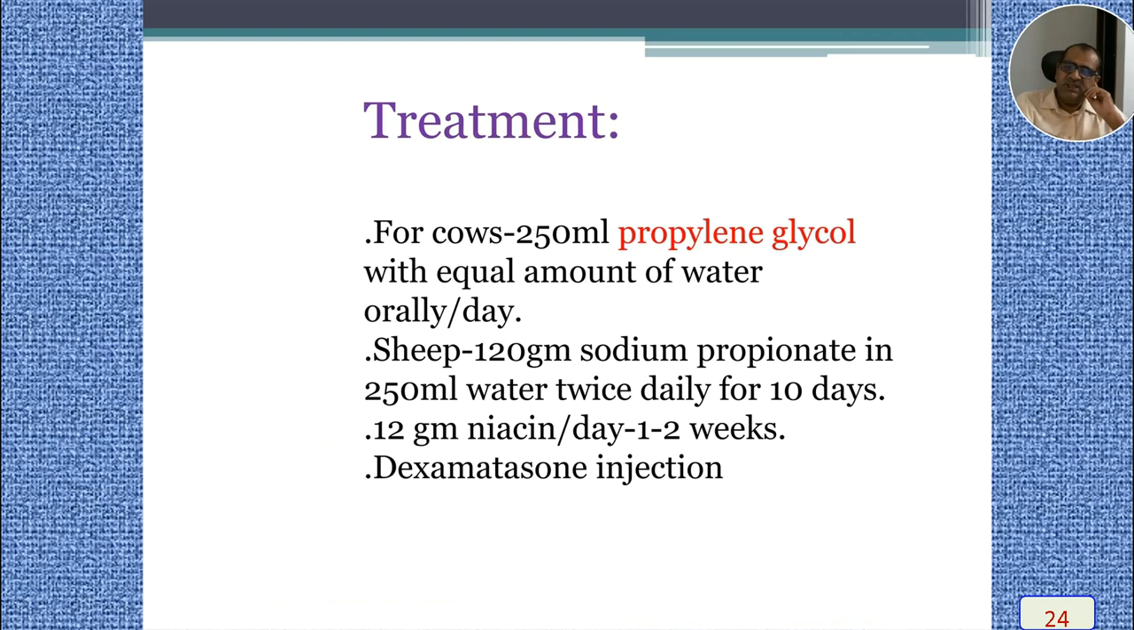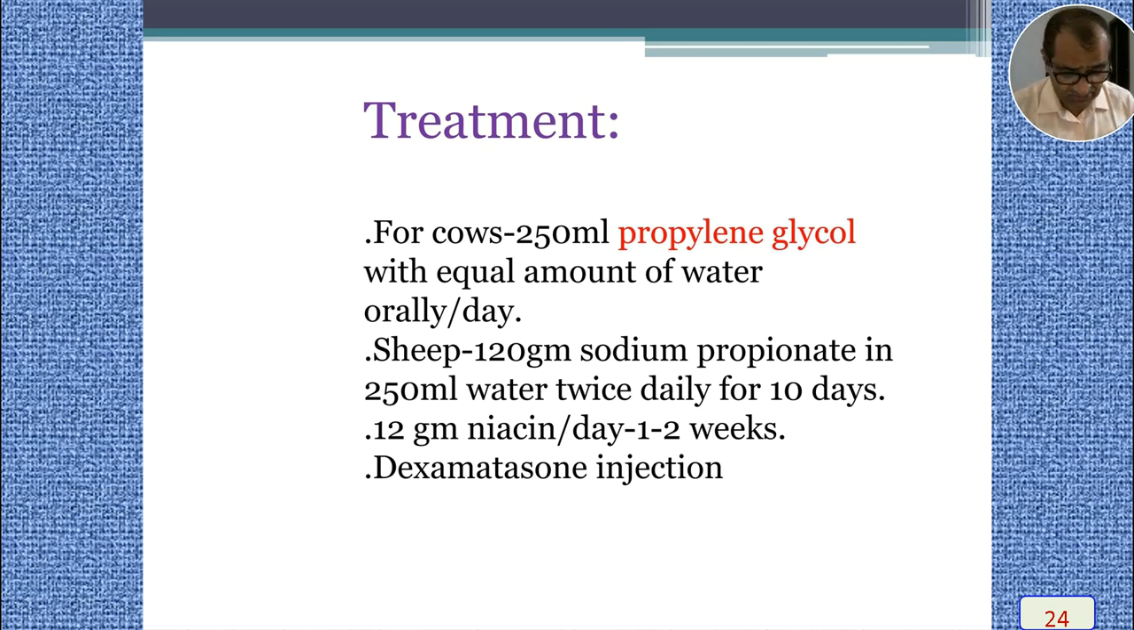For example, another line of treatment of ketosis is administration of hypertonic glucose solution. So we need to administer the animal 20% glucose, 20 ml per kg, BID, once a day or twice a day for 2 to 3 days. Then that's also a better line of treatment. And sometimes the B complex vitamins are also essential. Vitamin B1, B6 and B12 and phosphorus supplementation will also be a better choice.